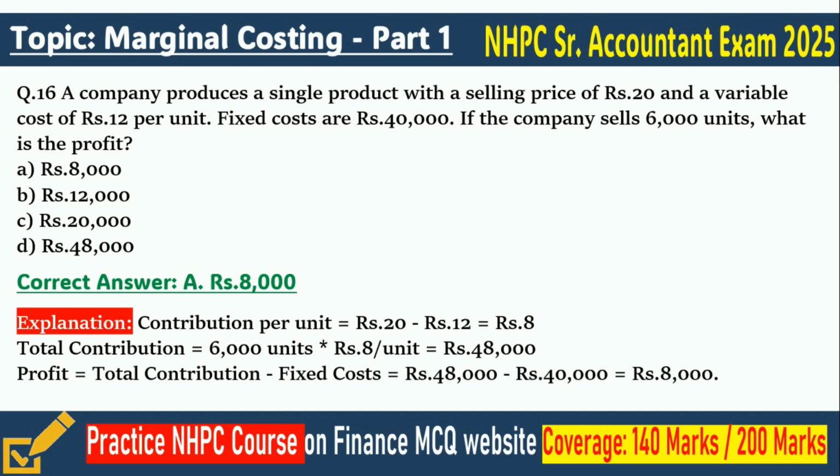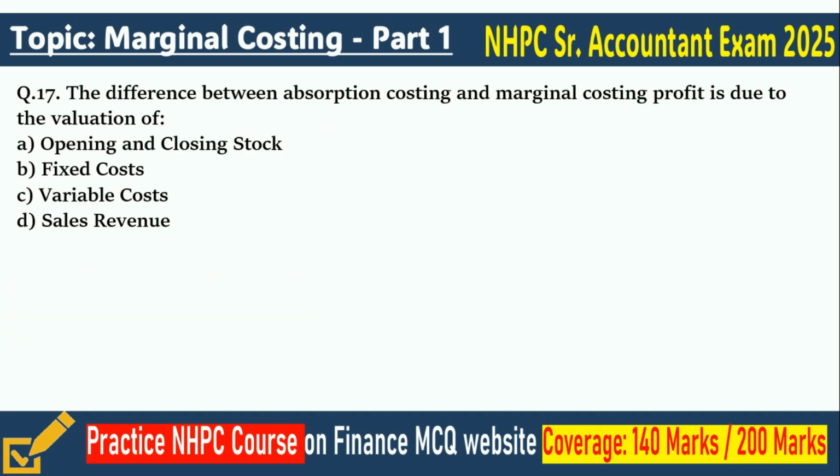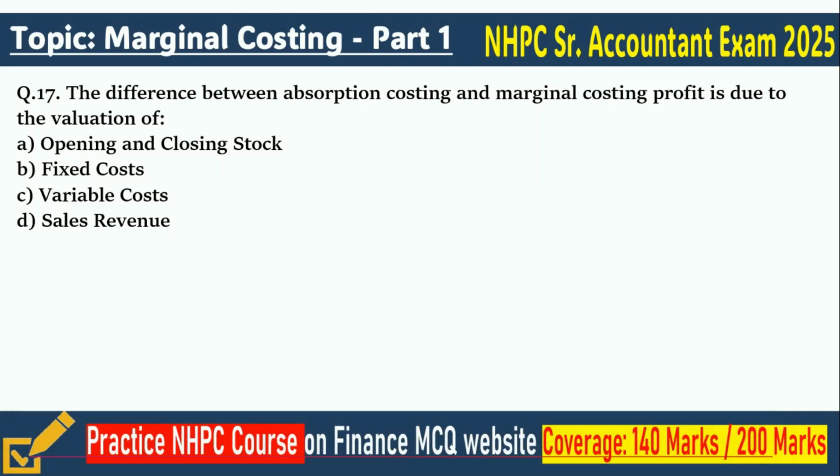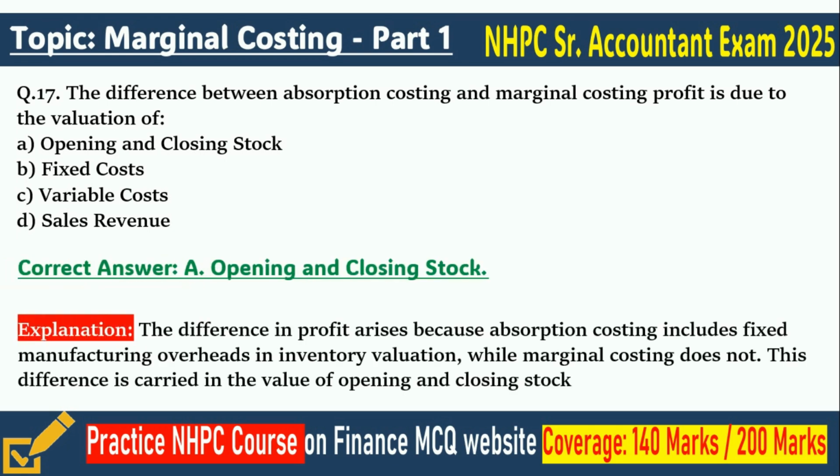Moving on, friends, next question. The difference between absorption costing and marginal costing profit is due to the valuation of option A, opening and closing stock, option B, fixed cost, option C, variable cost, option D, sales revenue. So friends, what is the correct answer here? Friends, the correct answer is option A, closing stock and opening stock. So friends, the difference in profit arises because absorption costing includes fixed manufacturing overheads in inventory valuation while marginal costing does not. So this difference is carried in the valuation of opening and closing stock.